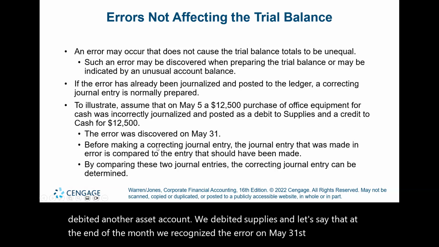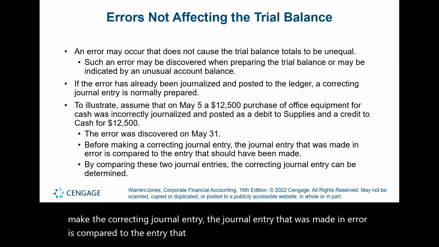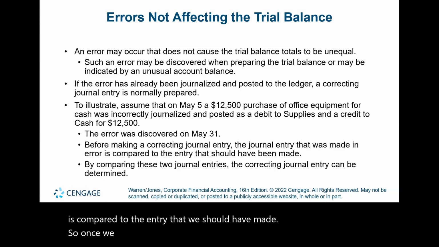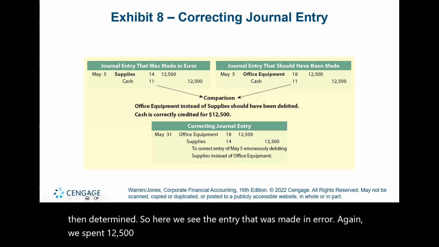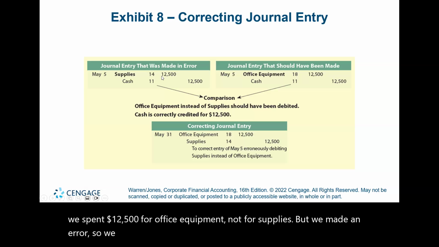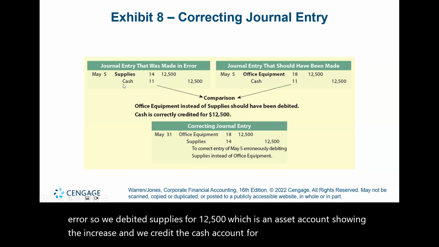So before we make the correcting journal entry, the journal entry that was made in error is compared to the entry that we should have made. Once we compare the two journal entries, the correcting journal entry is then determined. So here we see the entry that was made in error. Again, we spent $12,500 for office equipment, not for supplies, but we made an error. So we debited supplies for $12,500, which is an asset account showing the increase, and we credited the cash account for $12,500 to show the decrease in our cash account.